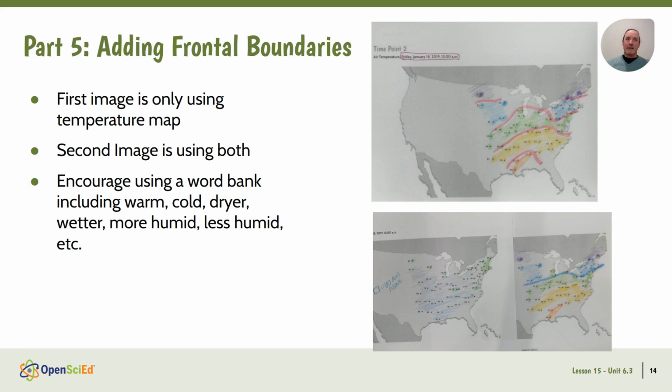But when they did that, they tended to just identify wherever the temperature line separated. What you really want them to do is to take the temperature map and the humidity map together and say, okay, where is the air warm and wetter, and where is the air cold and drier? And usually, eventually, they get to something like the picture in the bottom right, where they're saying, okay, everything below this line is warm and humid, and everything above this line is cold and dry.